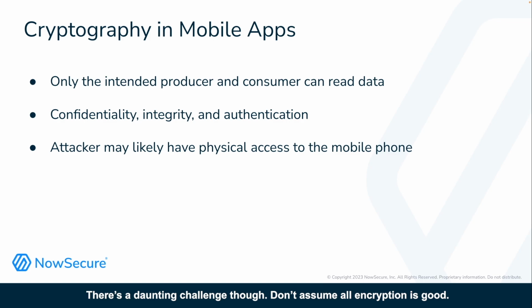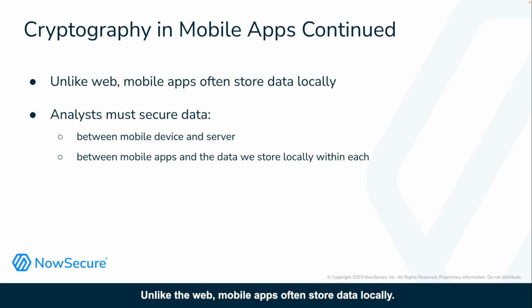There's a daunting challenge, though. Don't assume all encryption is good. Plenty of security incidents have occurred because engineers used a great encryption technique, but the wrong use case. Unlike the web, mobile apps often store data locally. A criminal could gain physical access to the device and use it to decipher ways to undo your encryption, whether it protects data at rest or in transit.